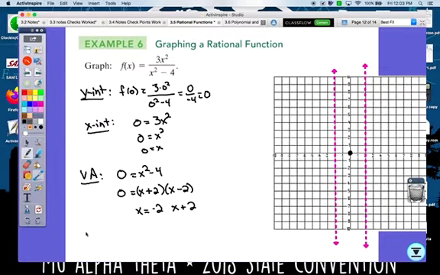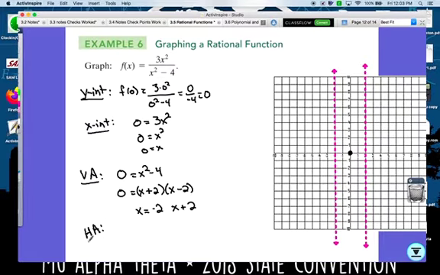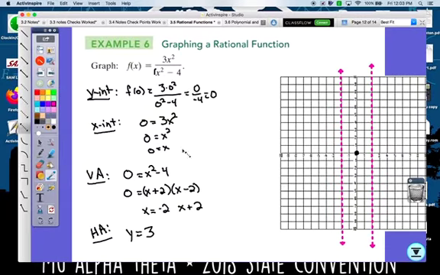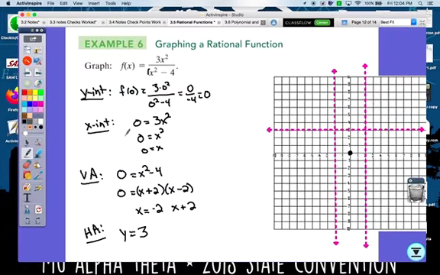Then I've got to find my horizontal asymptote. There could be multiple vertical asymptotes, but for rational functions, you only have one horizontal, if you have one at all. So you look at the exponents. Top and bottom are both 2. So look at the leading coefficients, 3 and 1. And so my horizontal is y is equal to 3. So I draw that line out. Now I've broken my graph up into left, middle, and right.